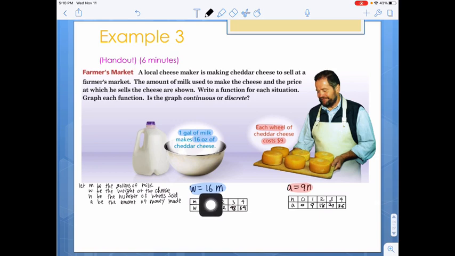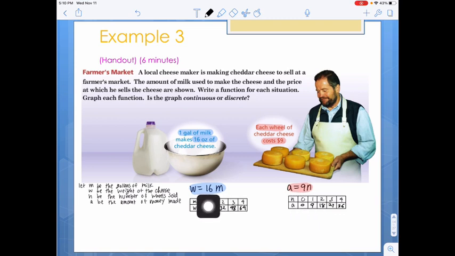Next, we can make a table to figure out a few values to put on our graphs. Since our equation is just multiplying by a constant, we can go ahead and just plug in some values like 0, 1, 2, 3, and 4 to get 16 times 0 is 0, 16 times 1 is 16, times 2 is 32, times 3 is 48, and times 4 is 64. Similarly, 9 times 0 is 0, 9 times 1 is 9, times 2 is 18, times 3 is 27, and times 4 is 36.